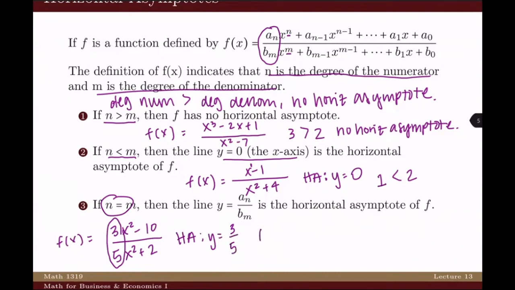Similarly, if you have f of x equals x squared minus x plus 1 divided by, let's do 2x squared plus 7, you would think of this as an imaginary 1 right here. And that means your horizontal asymptote would be y equals 1/2. Okay? All right, let's keep moving on.